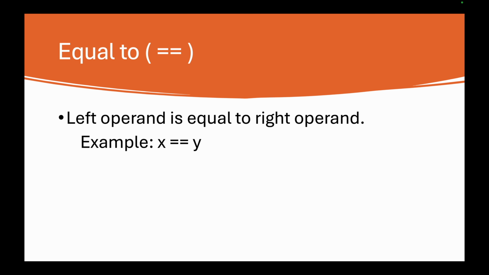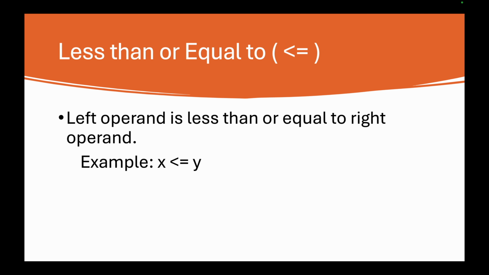The next one is the equal to operator. In this case, the left operand is equal to the right operand, and we represent x double equals y, because the single equals represents an assignment operator. Now we have the less than or equal to operator. In this case, the left operand is either less than or equal to the right operand, and as shown in the example, x is less than or equal to y.